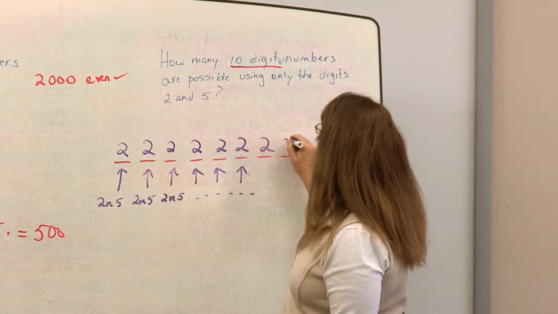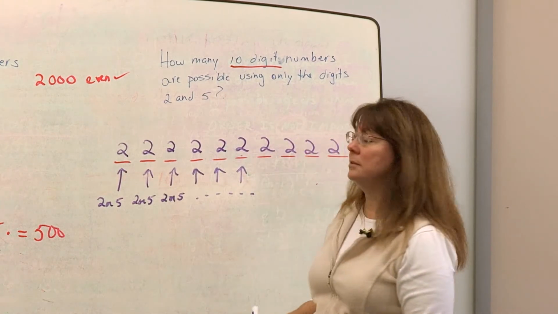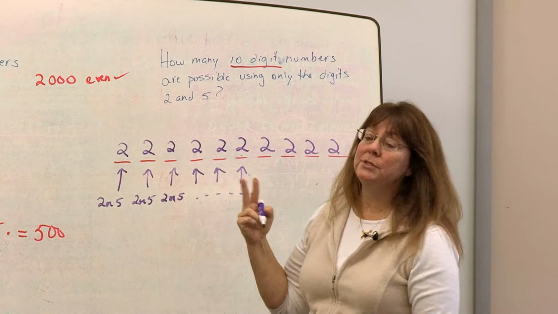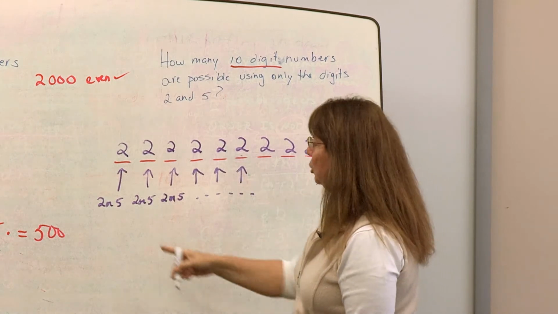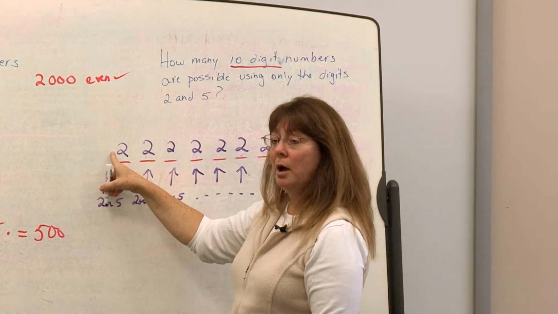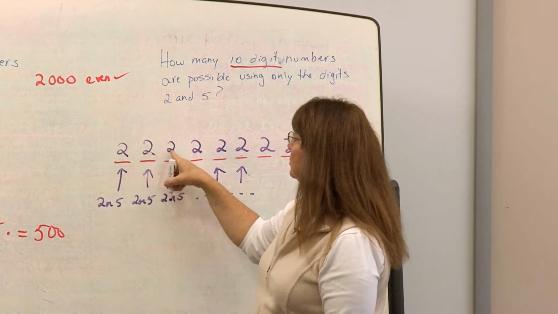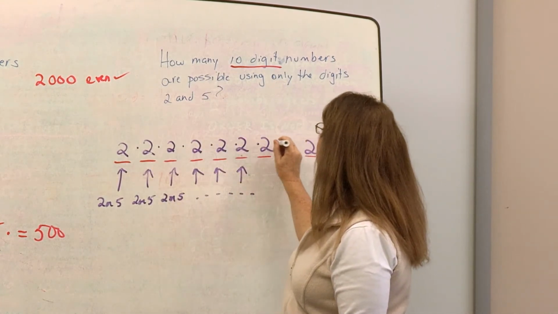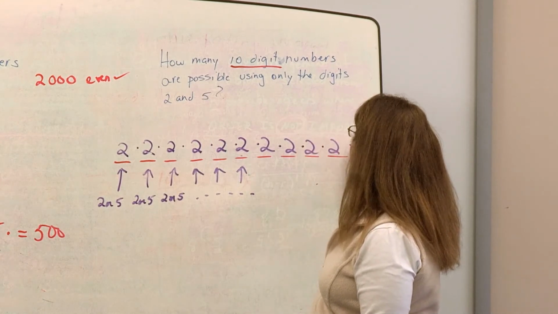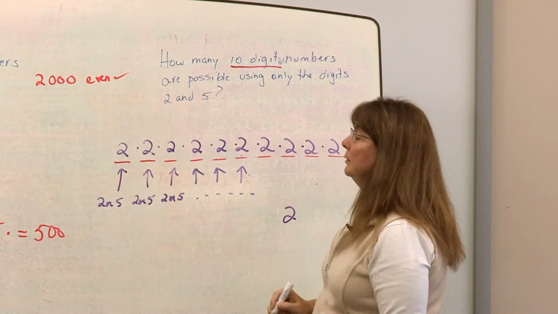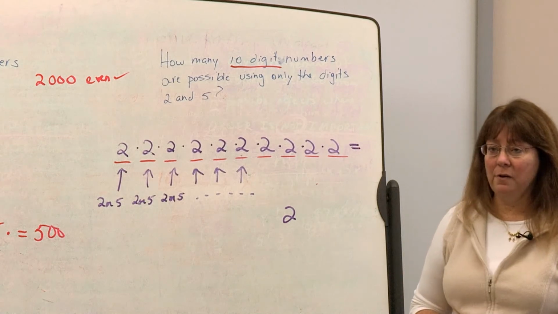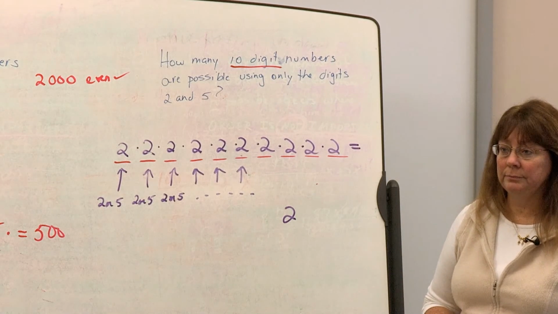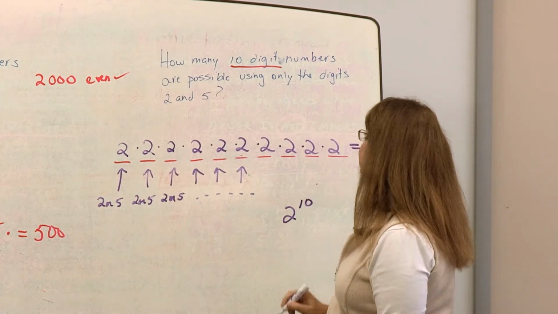Guess what happens? For each of these 10 digits, you only have 2 options every time. A 2 or a 5. So there's 2 options for this, 2 options for this, 2 options for this. So if I'm going to multiply all of my options together, I have 2 multiplied with itself how many times? To the 10th.